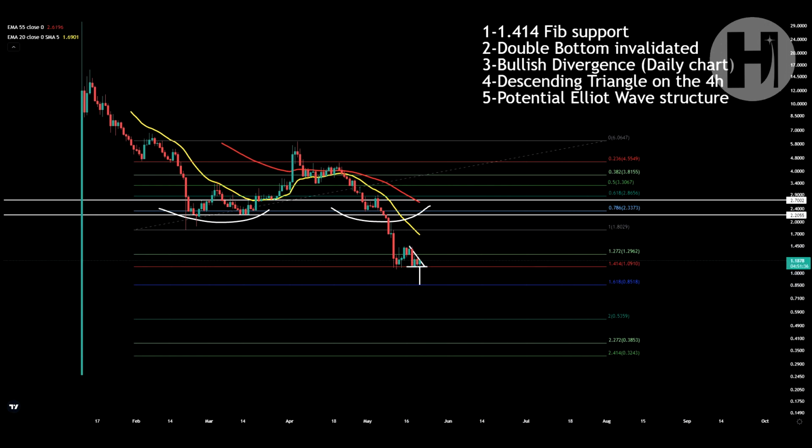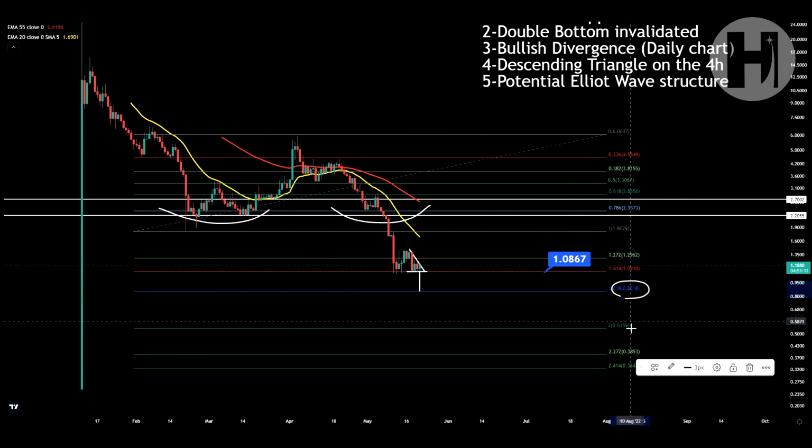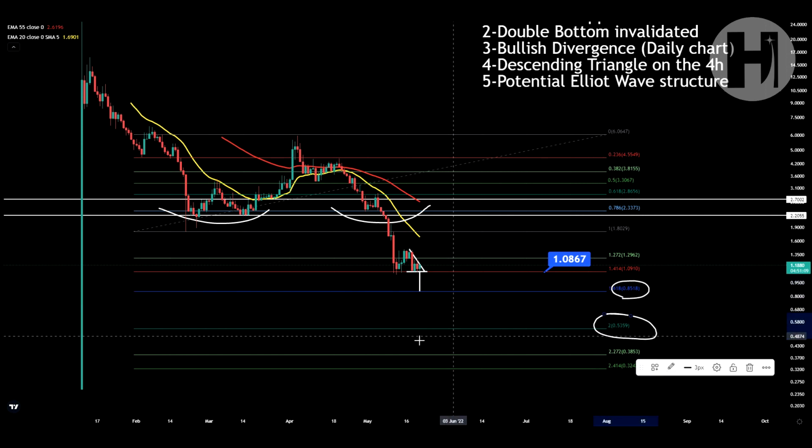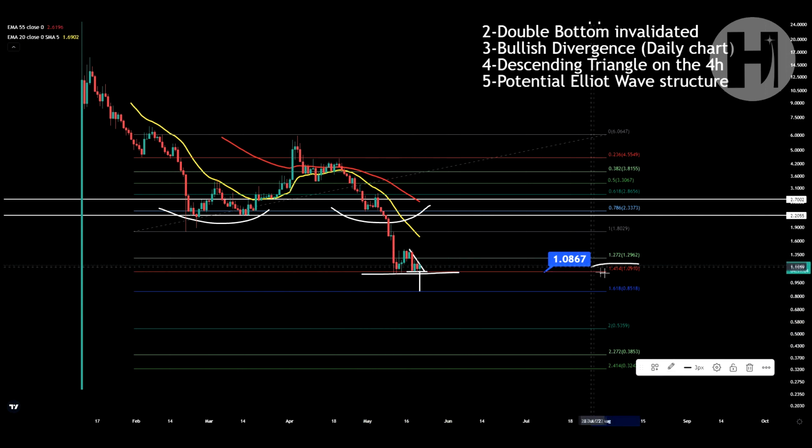So right now, I want you to pay attention to the 1.414 Fibonacci retracement sitting at $1.08. Now, when we were sitting at the 786 Fibonacci retracement, I did tell you that if you start losing the first fib level here at $1.80, your technical target will always be the 1.618, and you can even get as low as the second fib level. What we've done now is we've come all the way down to the 1.414 at $1.09.